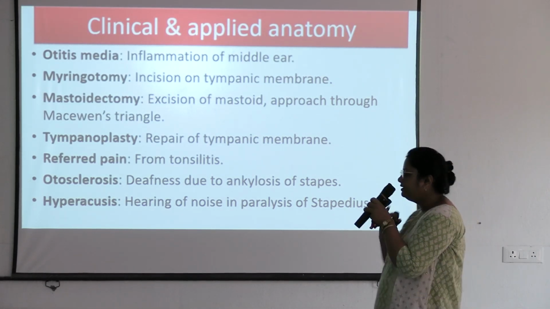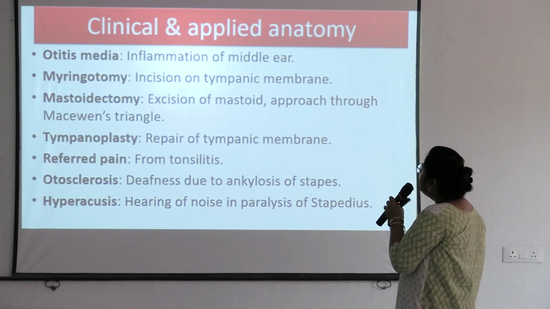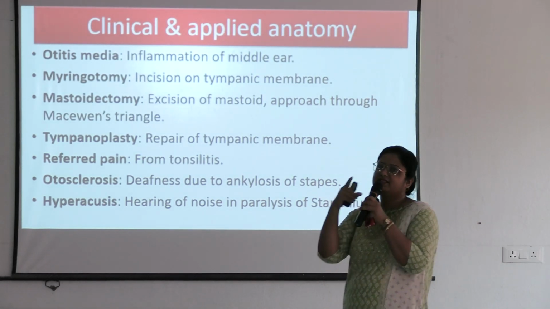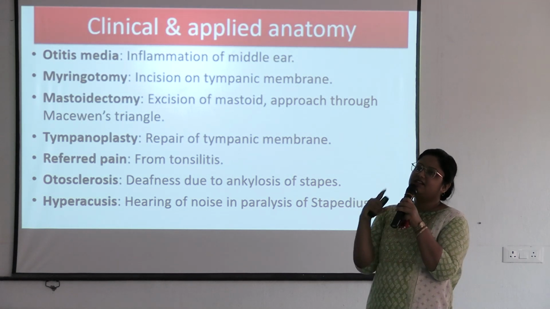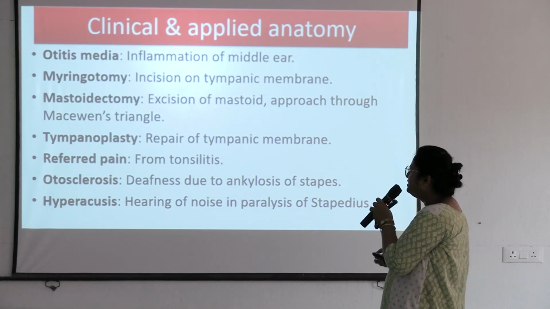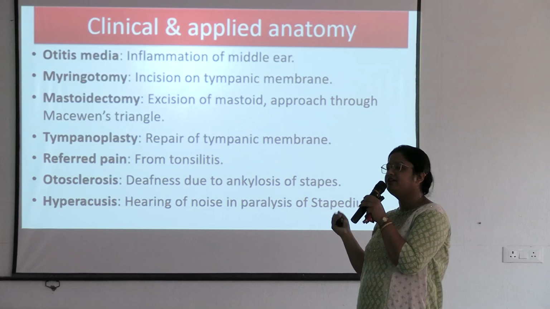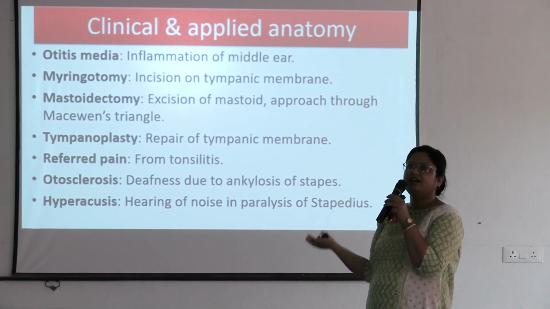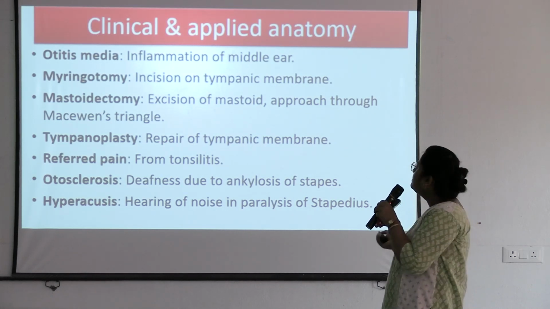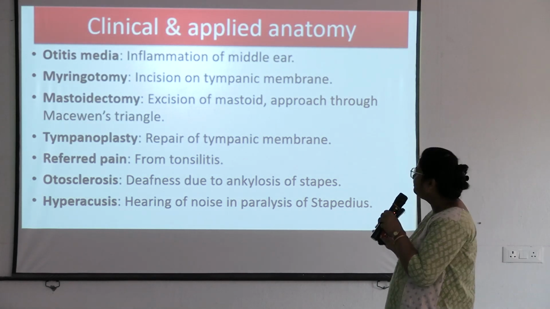Next is mastoidectomy. It is excision of the mastoid process, and approach is given through the McEwen's triangle. McEwen's triangle is a triangular area just above the external auditory meatus, near the mastoid process. Tympanoplasty: in otitis media, sometimes due to release of pus, the tympanic membrane is ruptured. For that you have to do repair, tympanoplasty. Tympanoplasty is repair of tympanic membrane.